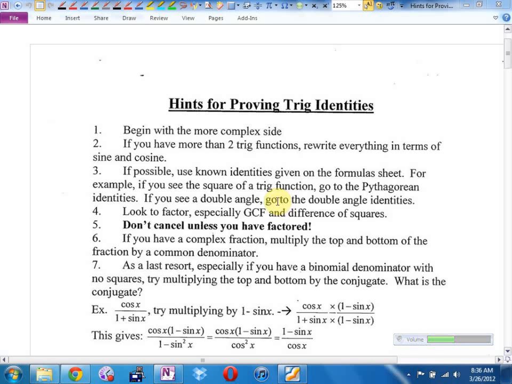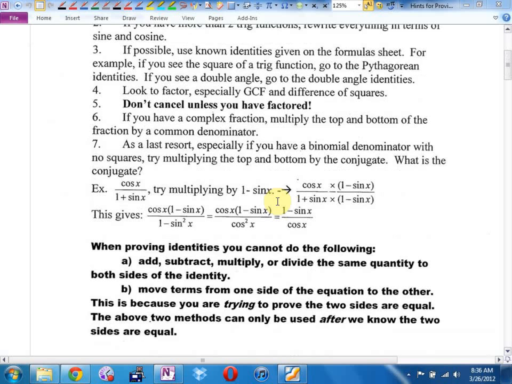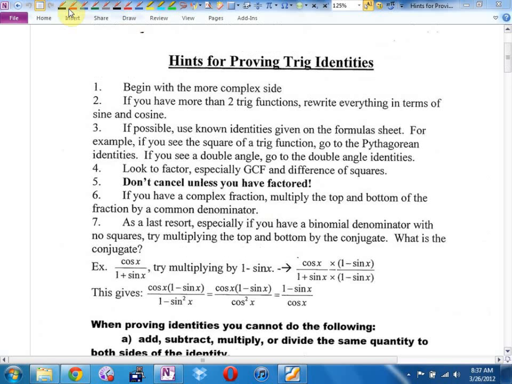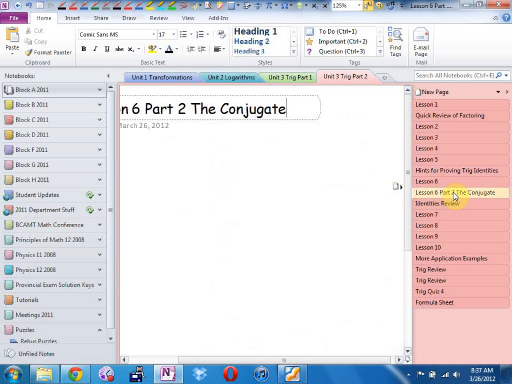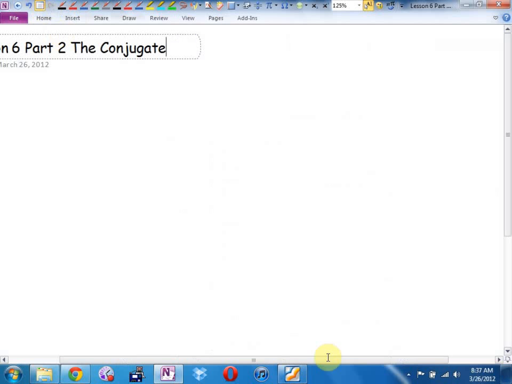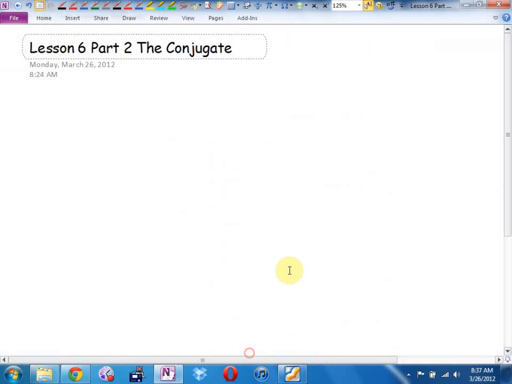All right. And all I'm going to do, Trevor, is cut and paste a few identities for practice, and then I'm gradually going to give you a few more tricks of the trade. So as a heading, if you're wanting to write a heading down, you could write down something like Lesson 6, Part 2, the conjugate, if you're someone who likes headings, because I'm going to eventually show you a trick called the conjugate today.